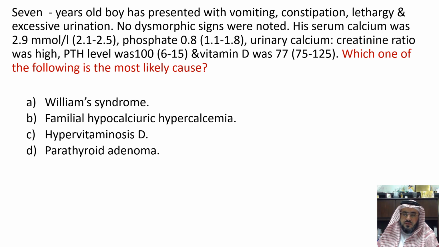So, what do you think the diagnosis is? Think about it. The diagnosis is primary hyperparathyroidism. The question: which one of the following is the most likely cause of primary hyperparathyroidism? The answer is parathyroid adenoma. But the other differential diagnoses, A, B, C, are all causes of hypercalcemia.